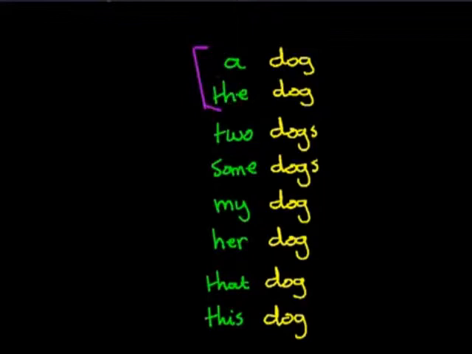So these two, a and the, and also the word an, are what we call articles, a special kind of determiner. Because it doesn't specify which dog, in this case, could be any dog, a dog, is called the indefinite article. The word the, because it specifies a particular dog, is called the definite article.